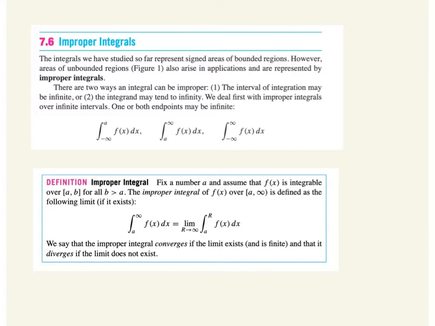An improper integral by definition is, we have a fixed number a, assuming that f of x is integrable from a to b, where b is greater than a, and the improper integral from a to infinity is defined as the following. So if we have this integral, then we should be able to define the upper limit as r and take the limit as r approaches infinity. This will allow us to determine whether it converges or diverges.